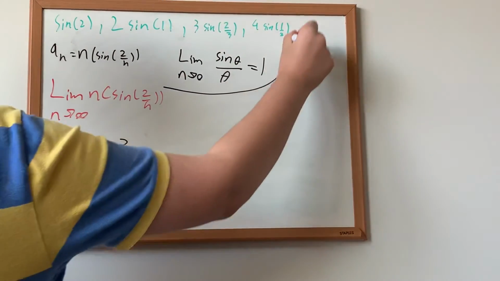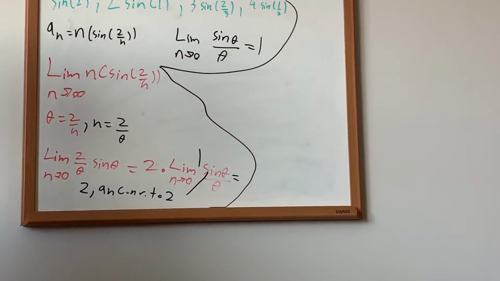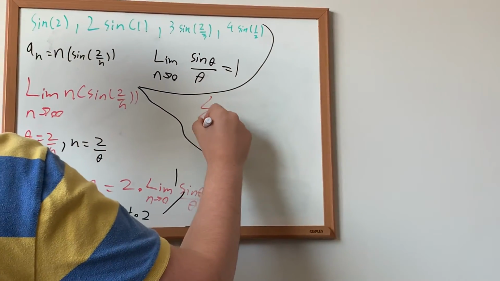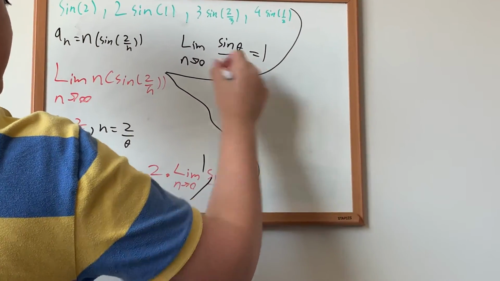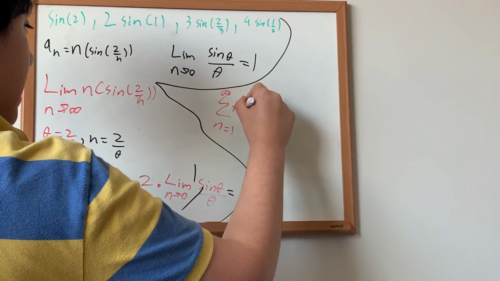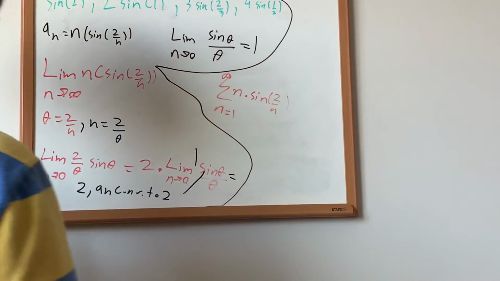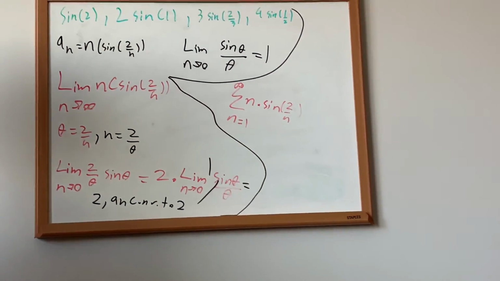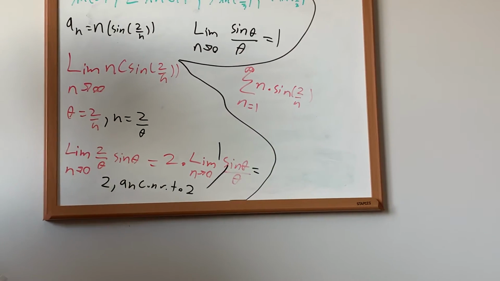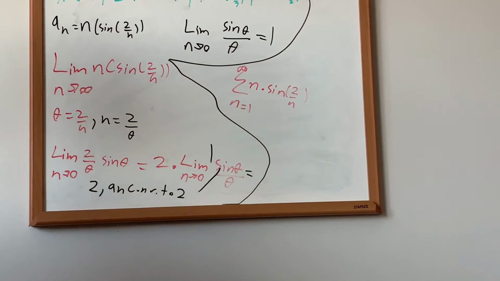Now I want to show you, in this part, how to evaluate the series. So we have the series from n equals 1 to infinity of a sub n, which is just n times sine of 2 over n. And I want to see if this diverges or converges. We can use the test for divergence to find out if this series diverges or converges.